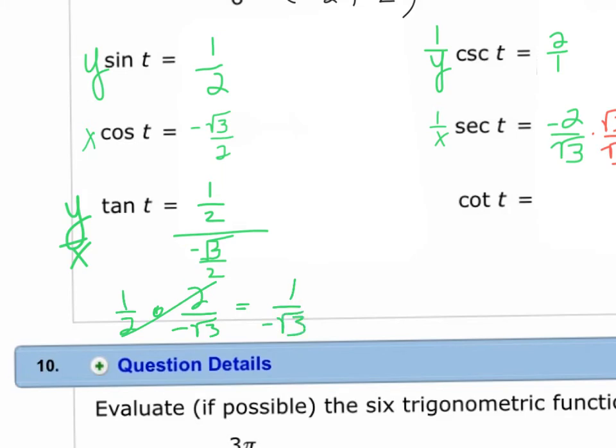How do I fix this? Negative root 3 over 3. So it's negative root 3 over 3. Right?